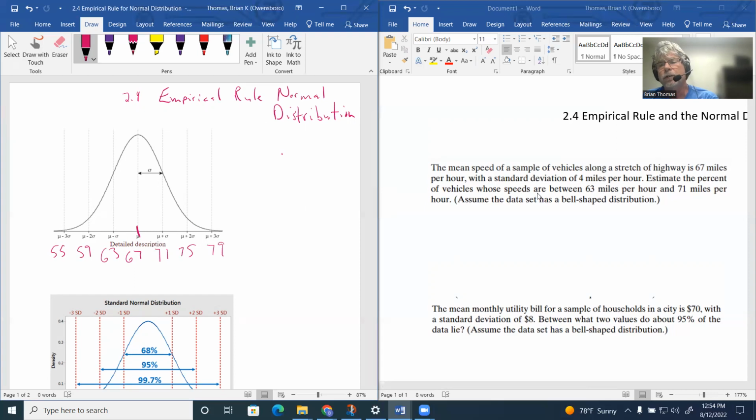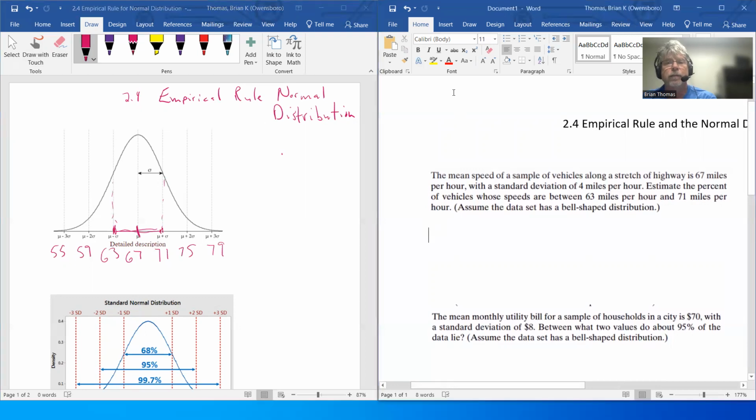So anyway, what we're asked to do is estimate the percent of vehicles whose speeds are between 63 and 71. So notice how we have this 63 here, and we have this 71 here. They want to know what the percentage is in between here. And also notice that we only want one standard deviation from the mean. If we're one standard deviation from the mean, that's the 68% we have down here. So we can just use the empirical rule and say that that's 68%.